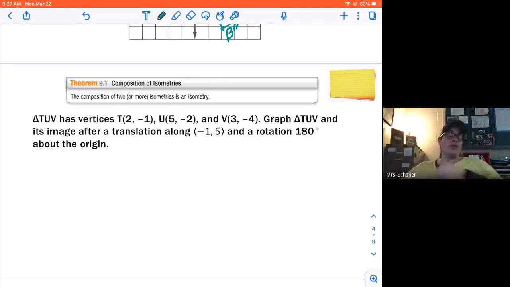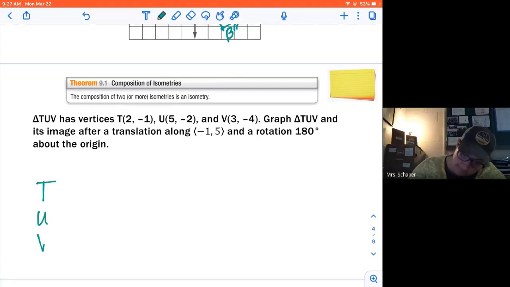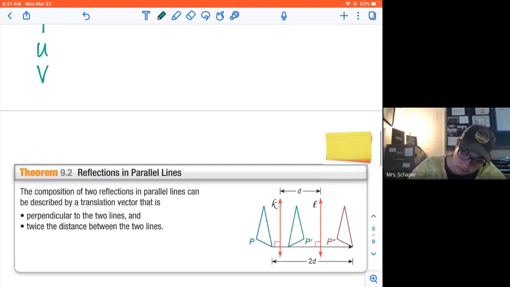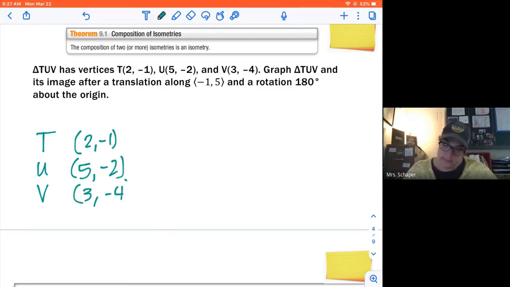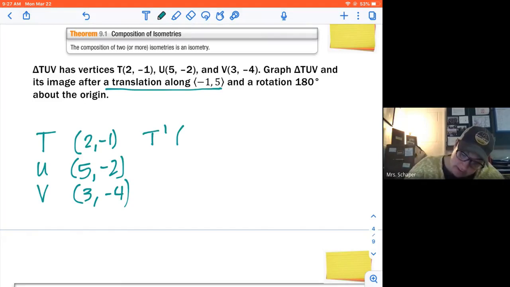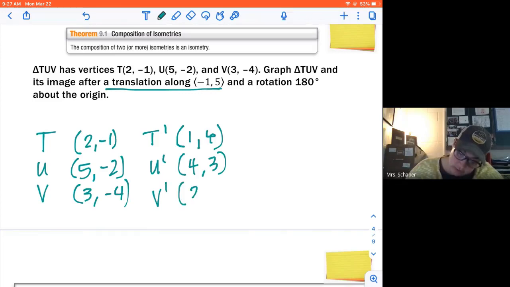Okay, so here we go. Let's go ahead and do this without graphing it. We're just going to talk through. We've got T, U, and V. So with this one, we're just going to take the points: 2, -1, 5, -2, 3, -4. All right. So we're going to translate it along -1, 5. That means I'm going to subtract 1 from the x. I'm going to add 5 to the y. So T prime is going to be 1, 4. U prime is going to be 4, 3. And V prime is going to be 2, 1.